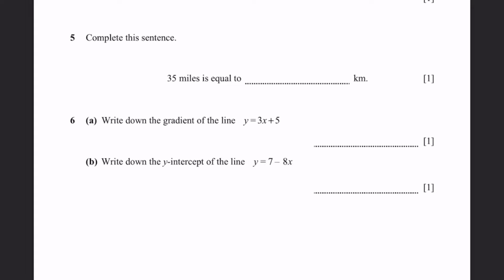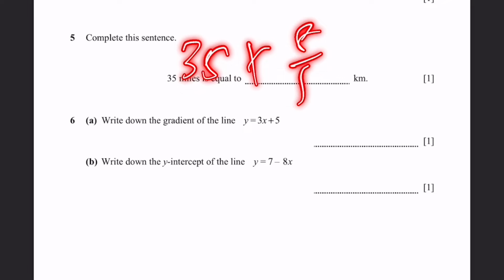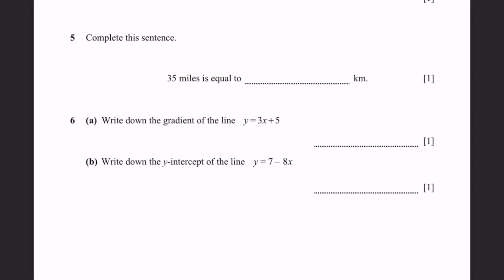Question 5. Complete the sentence. 35 miles is equal to dash kilometers. That's simply 35 times 8 by 5, to convert from miles to kilometers. That's 56 kilometers.